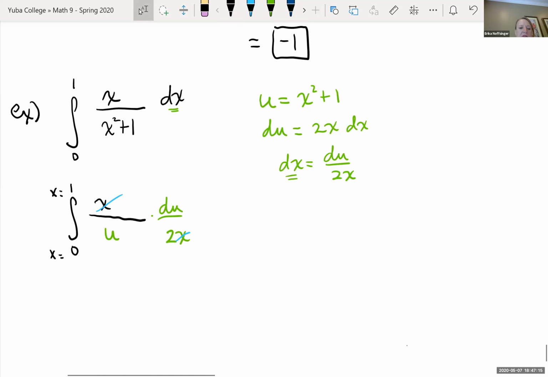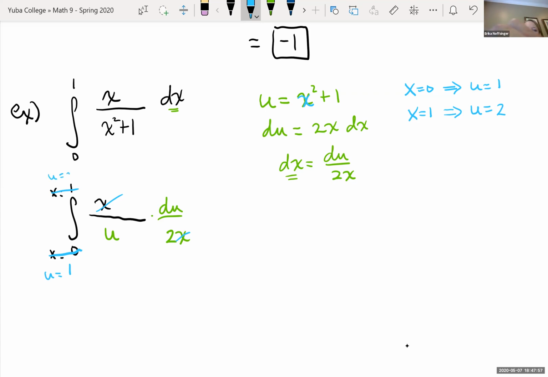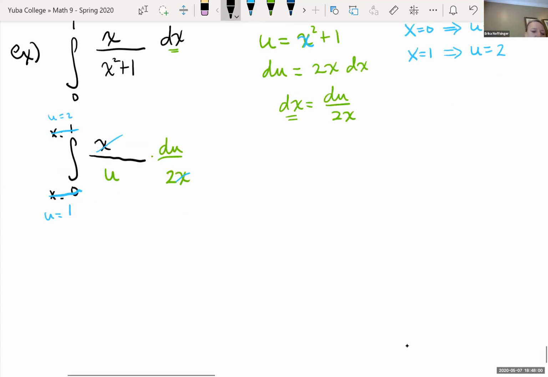So we either need to change our bounds now or we need to change them later. If I change them now, I don't have to change my u back into x. So if I change my bounds, I'm going to let x equals 0. If you go back in here and you plug in that value, 0 squared plus 1 is 1. So when x is 0, then u has to equal 1. And so do the same thing when x equals 1. So go back in, we're going to get that 1 squared plus 1 is 2. So when x is 1, u is 2. So we technically have the integral with the bounds from 1 to 2.